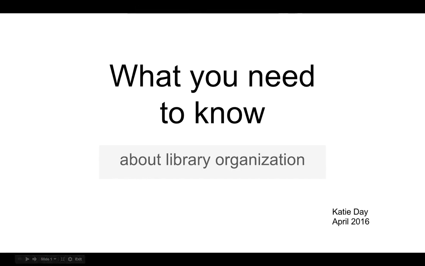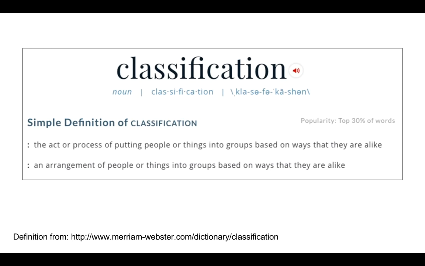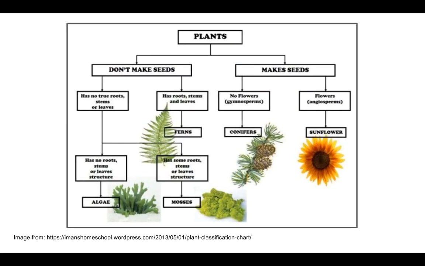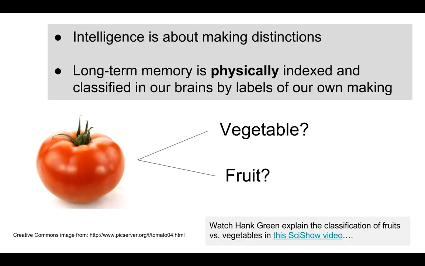This is going to be a very quick introduction to the theory of how libraries are organized. Classification is basically the process of grouping things that are alike in significant ways together. Science has lots of different classification systems, especially for animals and plants, where it looks at characteristics something has or doesn't have. It can be argued that intelligence is basically this ability to make such distinctions.